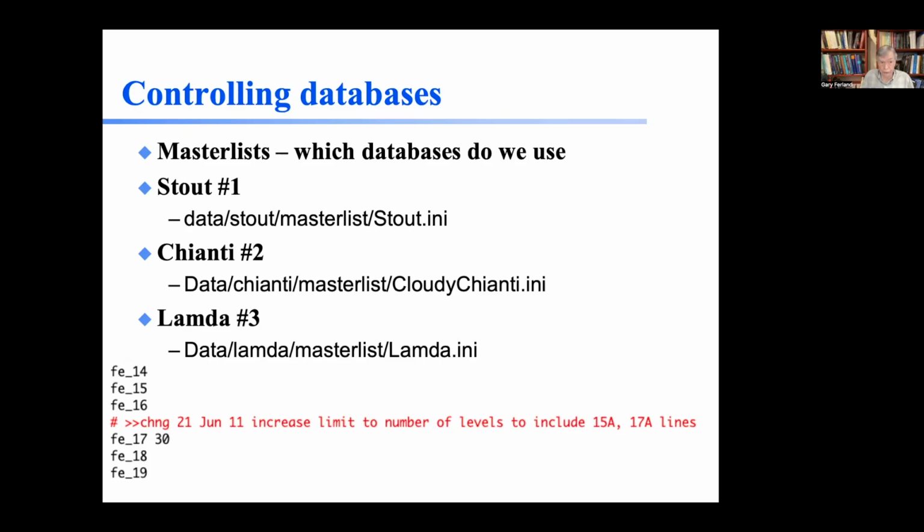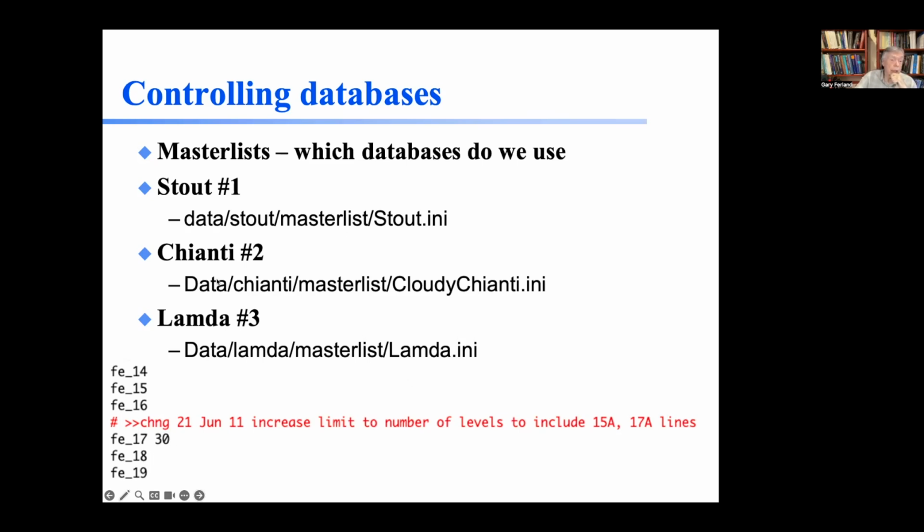We have these different databases, and you can choose to use a different one than we use by controlling the master list. So all 3 of these databases have master lists. It was an idea that we copied from the Chianti database. It's a nice idea, so we have imposed it on all 3. The Stout database master list is in the Stout directory under data in the master list folder, and we use a file called stout.ini. We'll talk about the contents of the master list in a second.